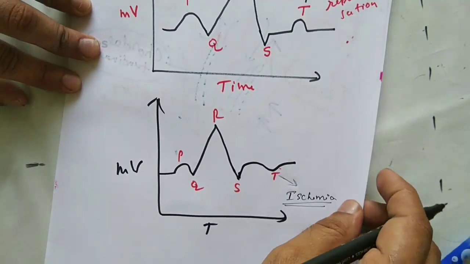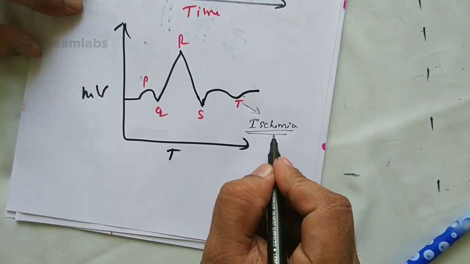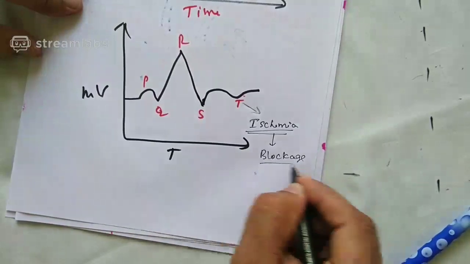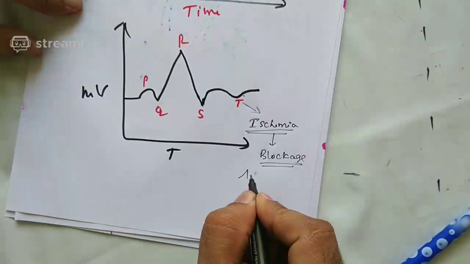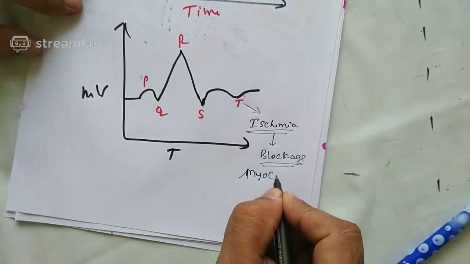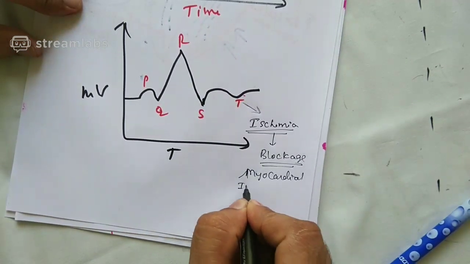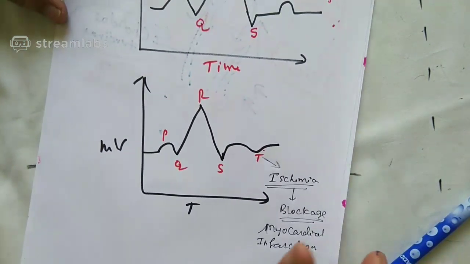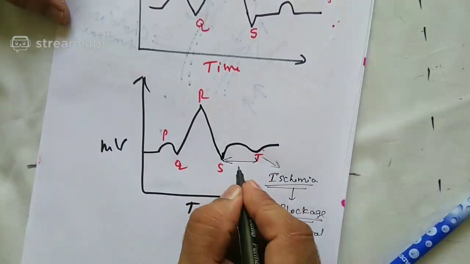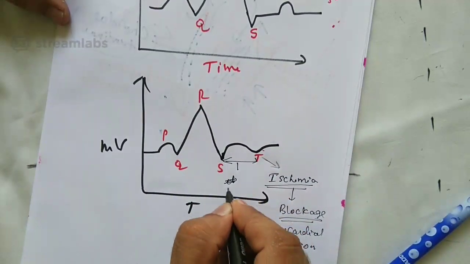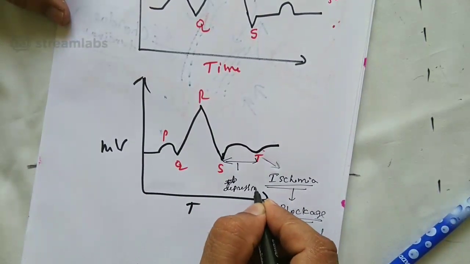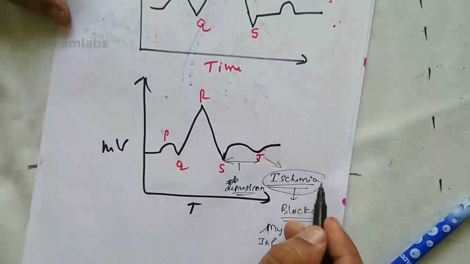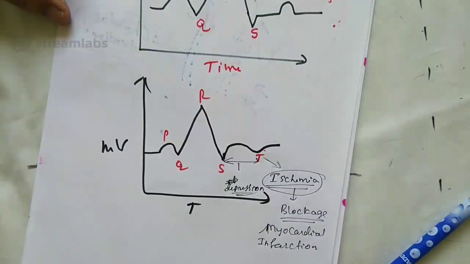What, friends? Ischemia. What's ischemia? Where blood is not properly flowing. Reason? Maybe blockage. Reason for the blockage? Maybe atherosclerosis or maybe a myocardial infarction. That means this condition is called ST elevation, or ST depression, sorry. When an ST depression occurs, the reason is ischemia or blockage or myocardial infarction.